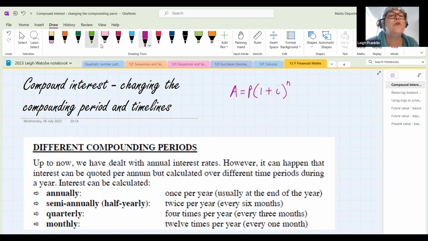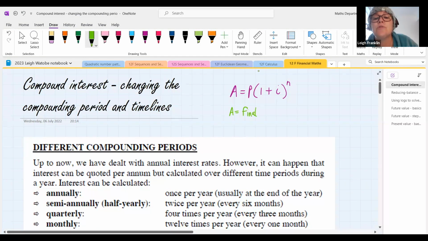So anybody who has done this before, what does the letter A represent? What variable does A represent? Okay, the final amount, absolutely. The accumulated amount, absolutely. So this is our final or end amount.